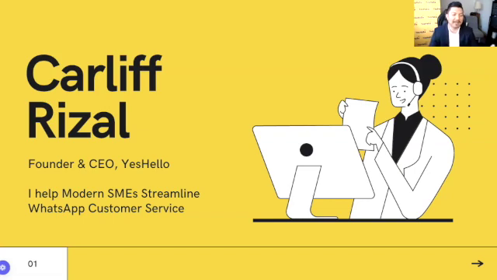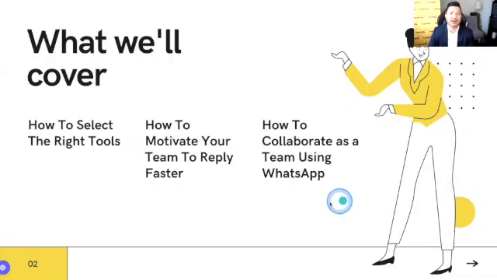My name is Khalif. I'm the founder and CEO. We help modern SMEs streamline WhatsApp customer service. What we're going to cover today is the three biggest things. If you handle these three things, you are way ahead of 80-90% of all other SMEs, because most of them don't do this. They haven't realized that they have to do this yet.